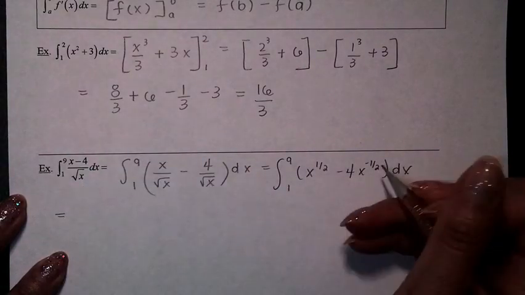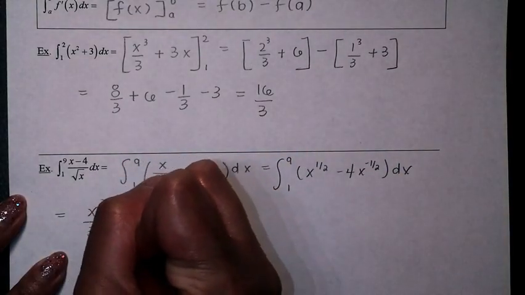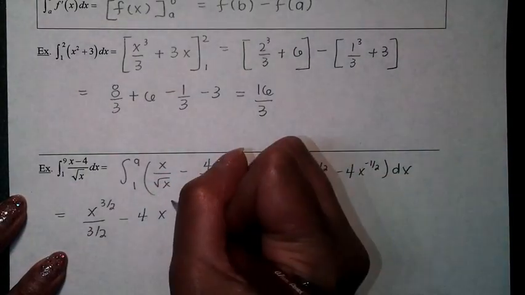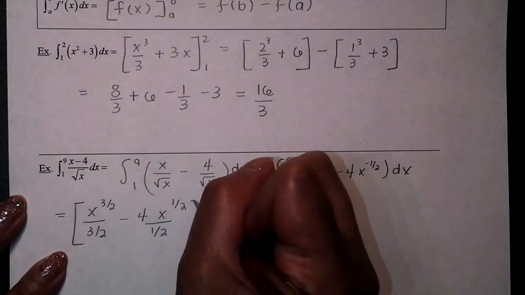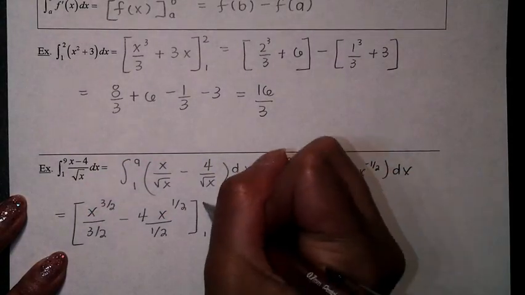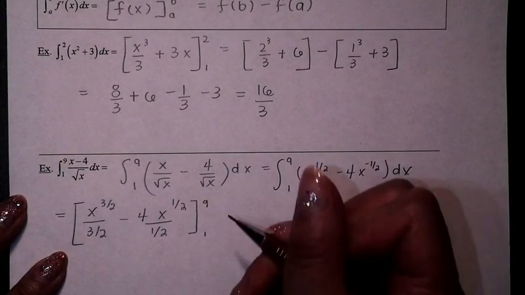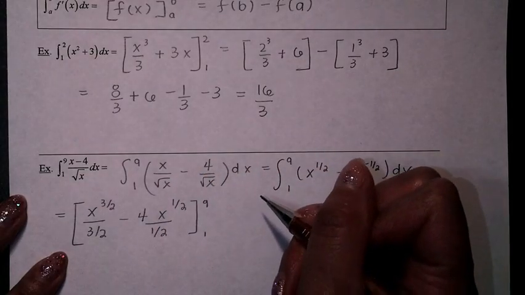We integrate. Okay, so you have x to the power of 3/2 divided by 3/2, and then minus 4x to the power of, what's that? 1/2 divided by 1/2. All of this is going to be evaluated from 1 and 9. Okay, so what are we going to do next? Do you agree that for both? Okay, so what can we do here?